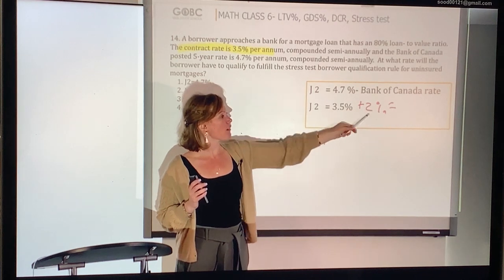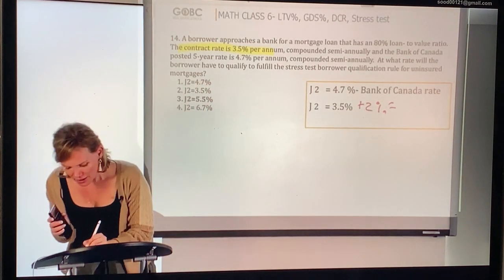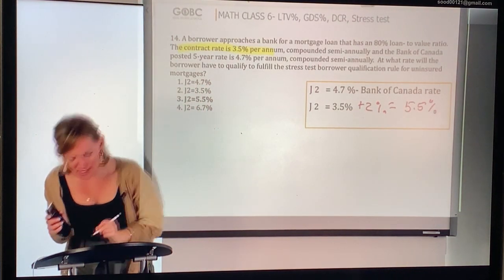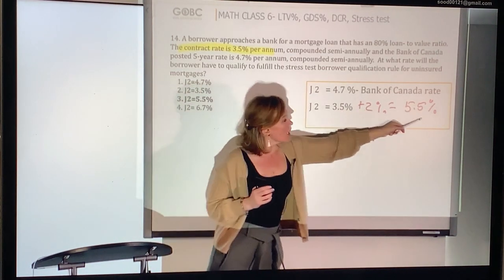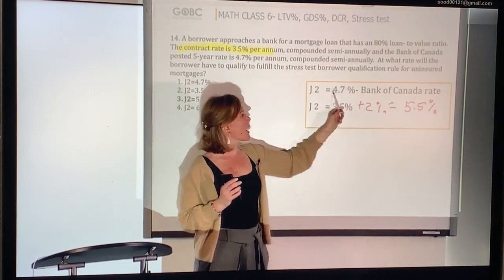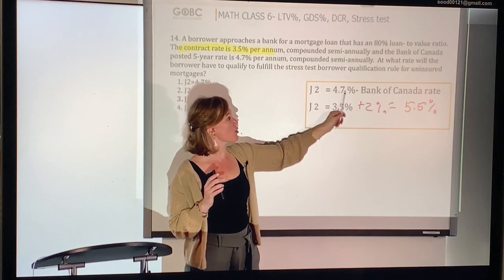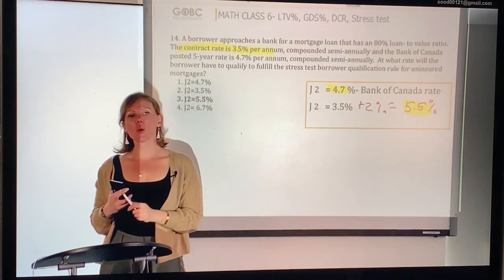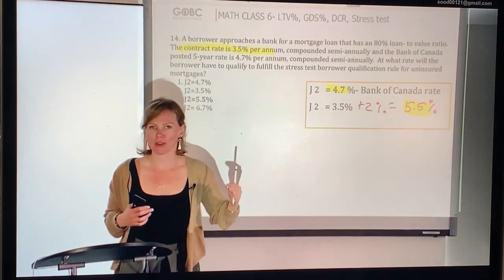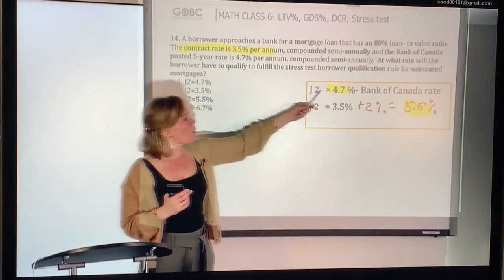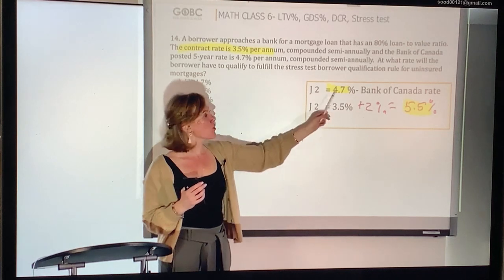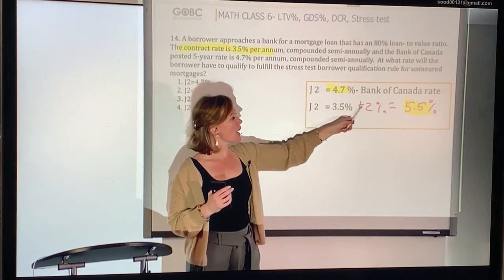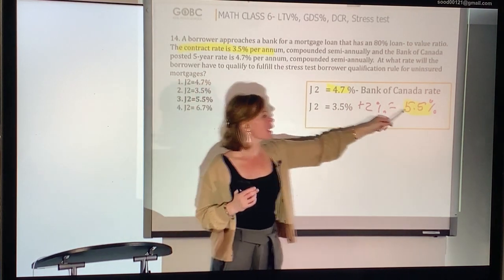So if you do 3.5 plus 2, that gives you 5.5, isn't it? So the banks will test you, and they say, okay, let's see what the rate will come up to. Our bank rate is 5.5, and the Bank of Canada's is 4.7. Whichever is the highest out of those two, that's the one they're going to approve you for. That's the one they're going to challenge you for. So what will happen in the questions, you have to find the contract rate. You have to add the 2% to that, which is a stress test. It will give you a number.